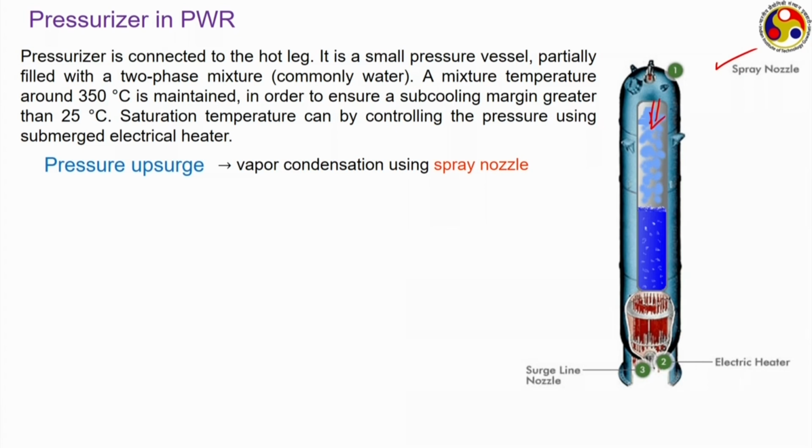Accordingly, it is able to capture or retain a new equilibrium corresponding to this new position of this free surface. Similarly, whenever there is a pressure downsurge, if the pressure inside the main reactor vessel reduces, then that will also draw a little bit of liquid out of this pressurizer, and so there is now a higher volume available for the vapor which is present in this portion.